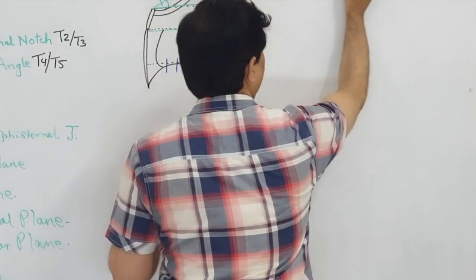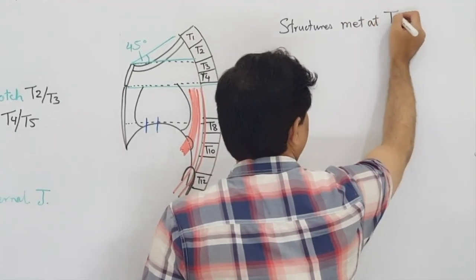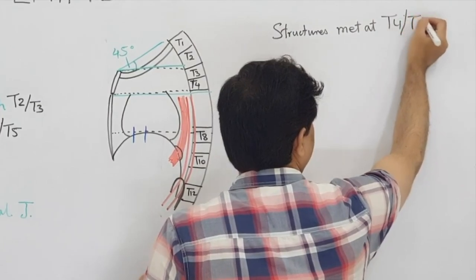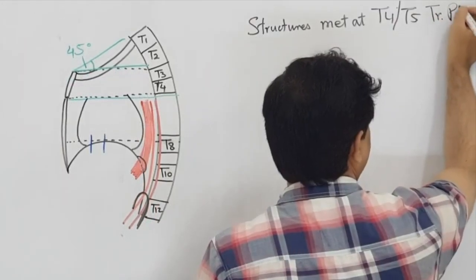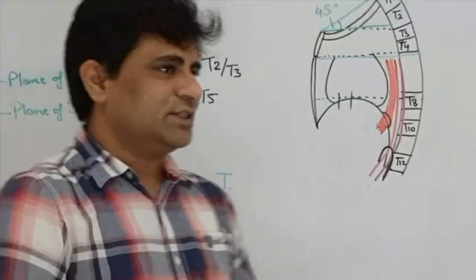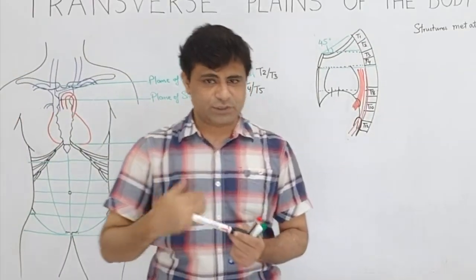Structures met at T4, T5 transverse plane. So, first thing, let's start from the superficial to deep.